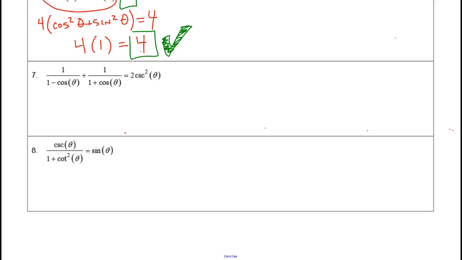Example 7. Got to pick a side that looks more complicated, folks. I'm gonna go with the left-hand side here on this one. I see two fractions with different denominators. I'm going to start by looking for a common denominator and see what happens.